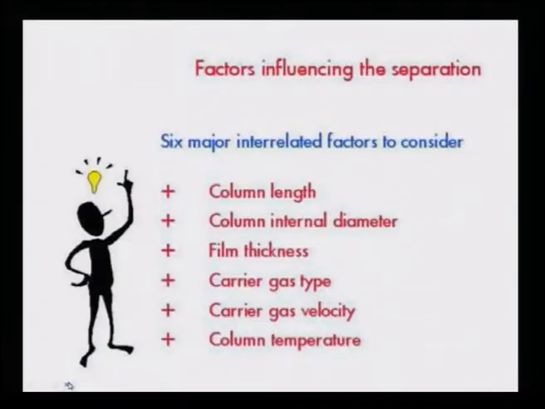It is important to remember what the column length is, what the column internal diameter is, what the film thickness in that internal diameter is, and the carrier gas type, the carrier gas velocity, which is the speed of the flow of the gas, and the column temperature. If we do not take these things into account, one tends to make a lot of error while doing gas chromatography. That is why it is important to understand that there is a factor where we can do temperature programming.